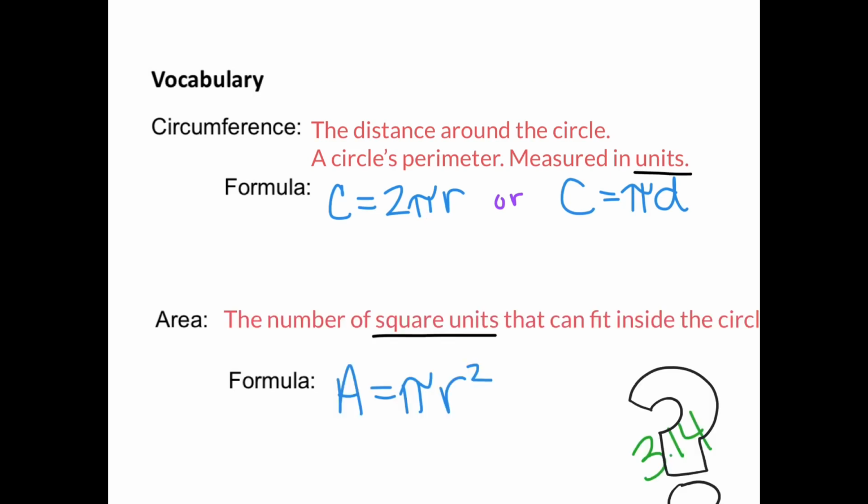Area is the number of square units that can fit inside the circle. The formula for area is area equals pi r squared. So notice that the 2 is an exponent because the radius is being squared. It is not the same thing as being multiplied by 2. And again, you can use 3.14 instead of the pi button. Please understand that this is a rounded answer, and so therefore your final answer would be even more rounded.